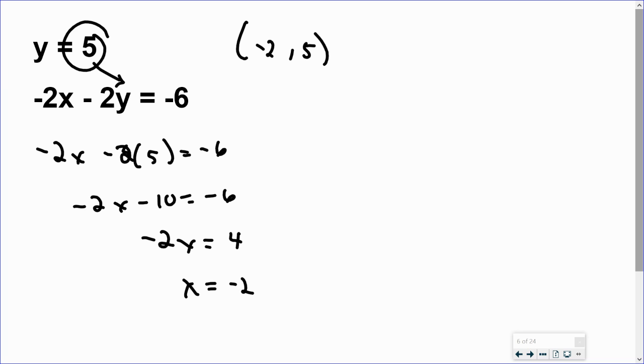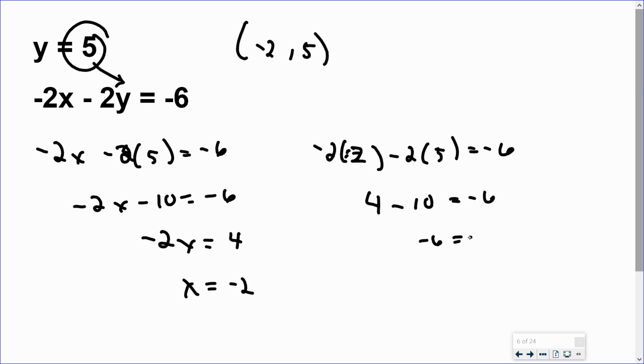Now you can always go back through and double check your answer. So if I put this negative 2 in there for the x, negative 2 times 5 is equal to negative 6. So this is a negative 2, so that's 4 minus 10 is equal to negative 6. Well, that's true. Negative 6 is equal to negative 6. That's the right coordinate pair.